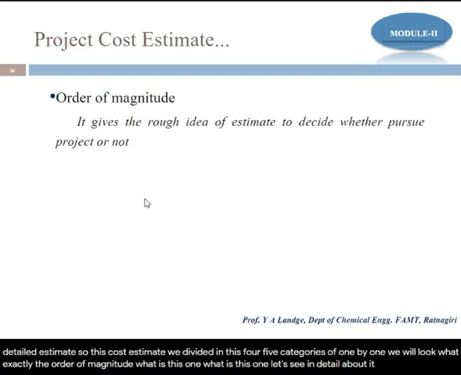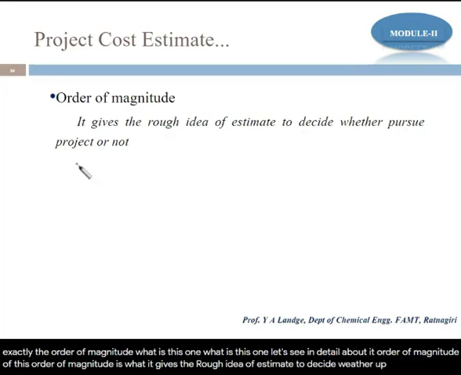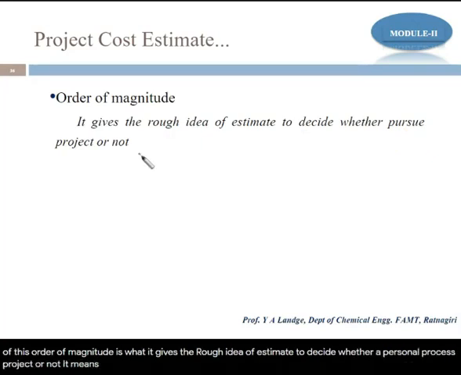So what do we mean by order of magnitude? The order of magnitude gives a rough idea of the estimate to decide whether to pursue a project or not. It means whether we have to go ahead with the project or not.